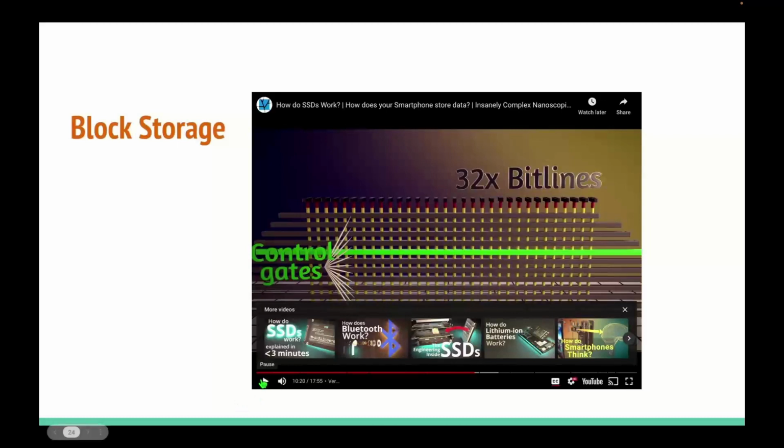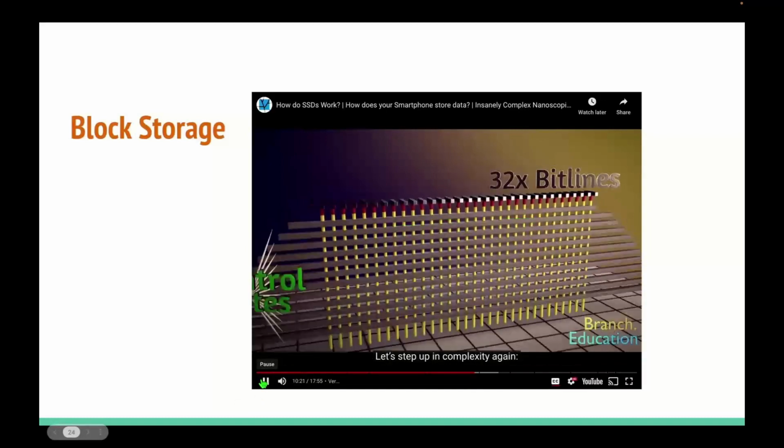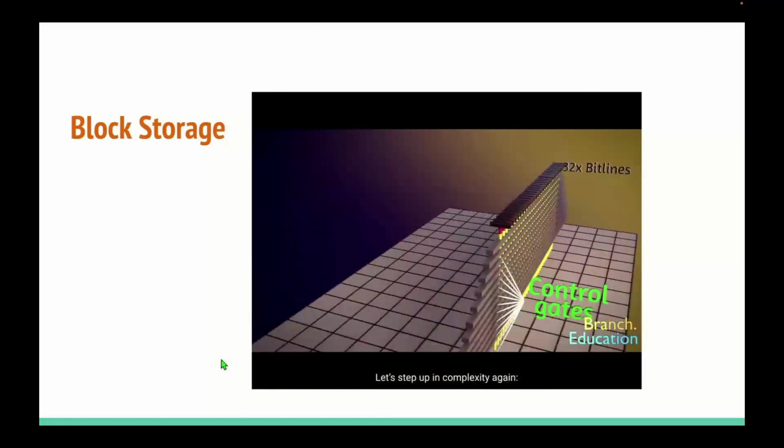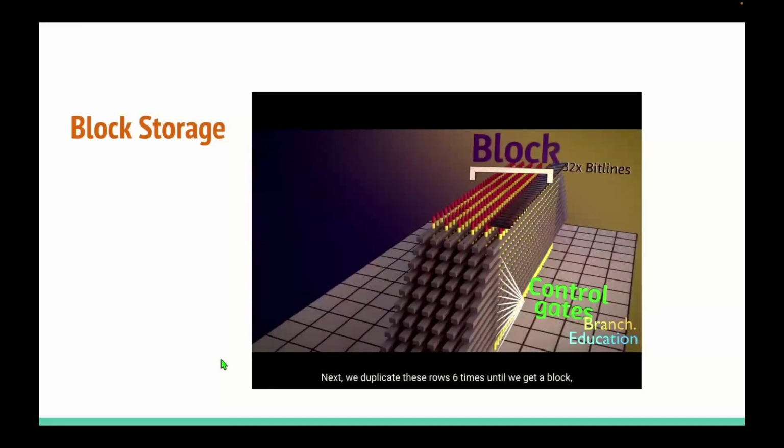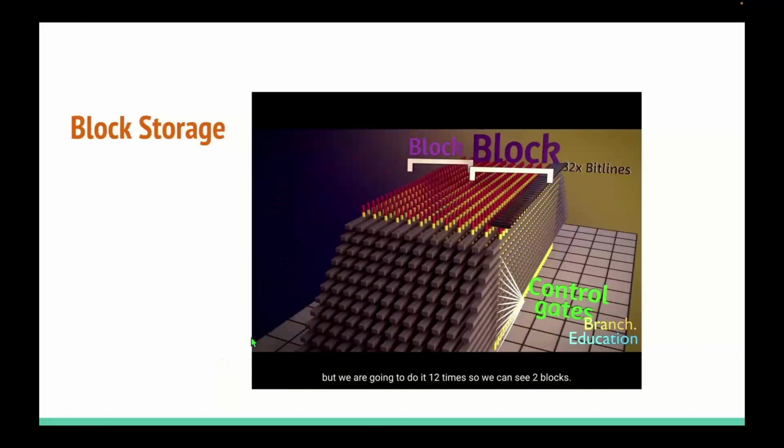And then a couple more seconds. Let's step up in complexity again. Next, we duplicate these rows 6 times until we get a block. But we're going to do it 12 times so we can see 2 blocks.